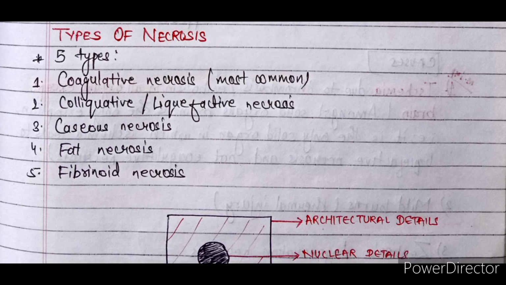Number 1 is coagulative necrosis, which is the most common type. Second is colliquative or liquefactive necrosis. Third one is gaseous necrosis. Fourth, fat necrosis, and fifth is known as fibrinoid necrosis.